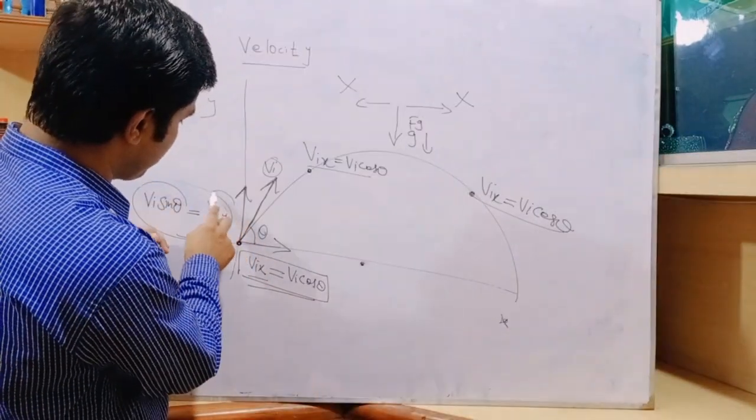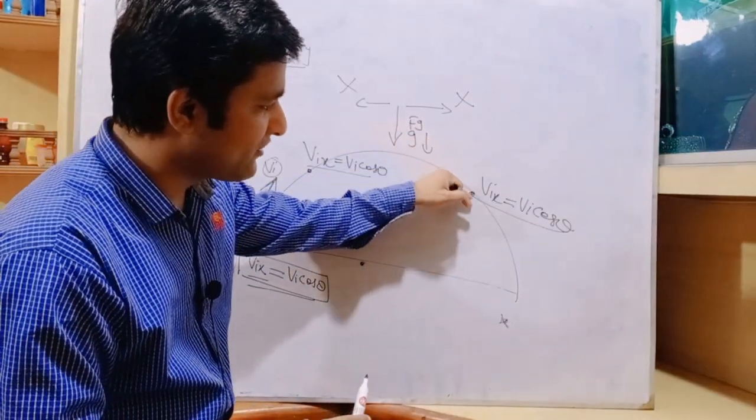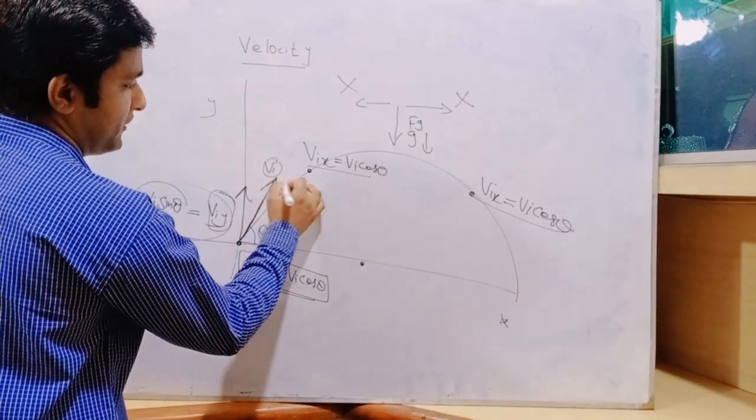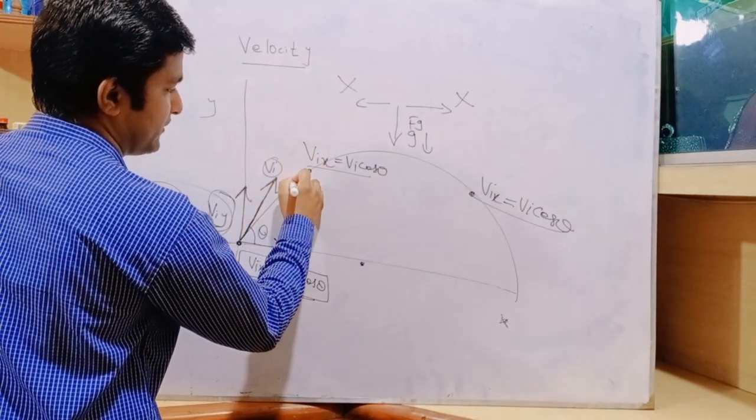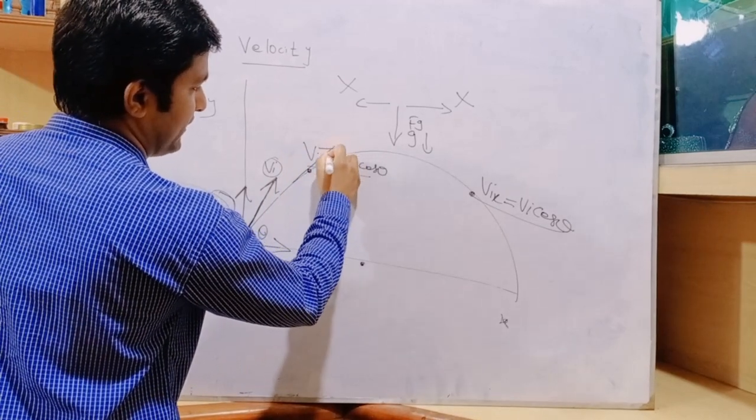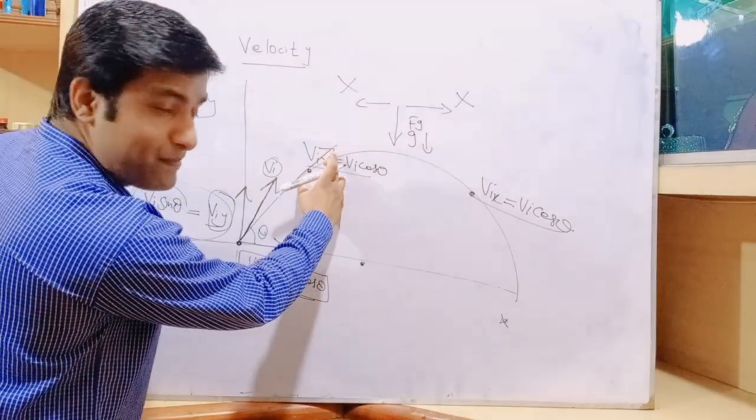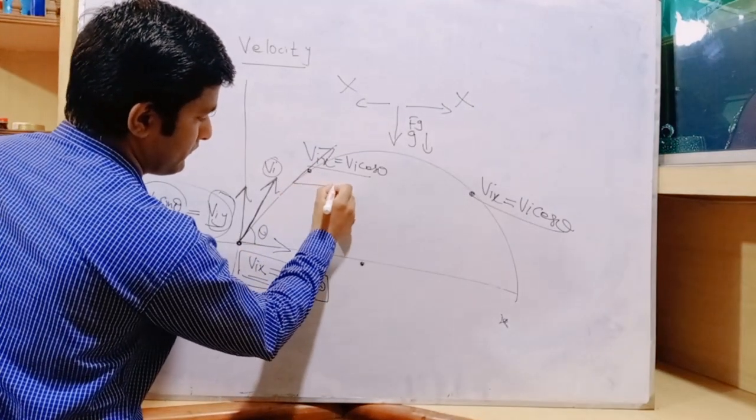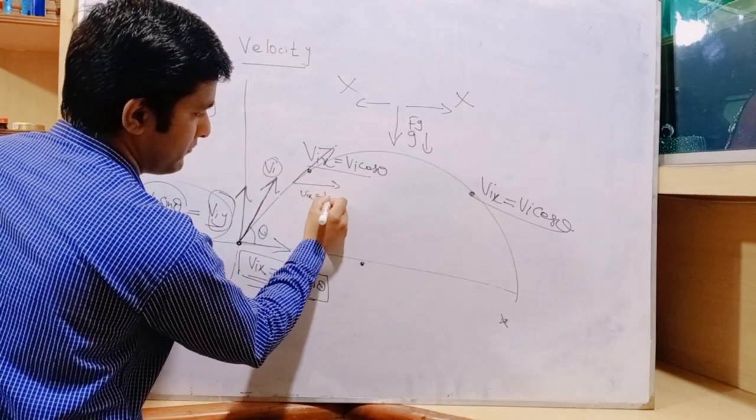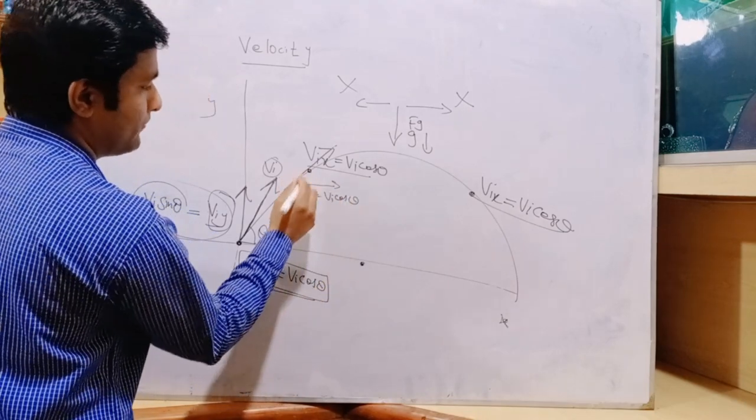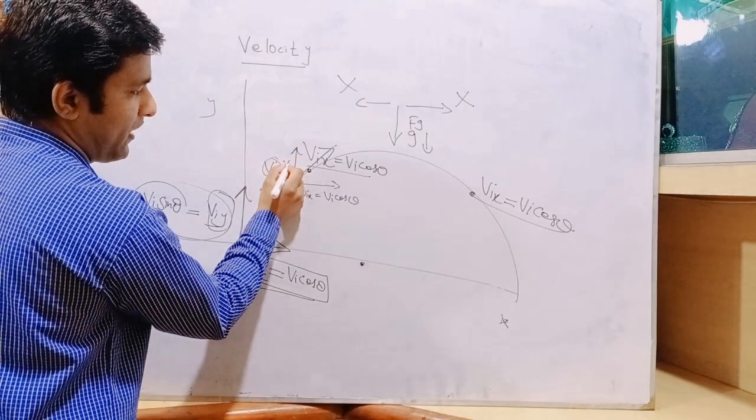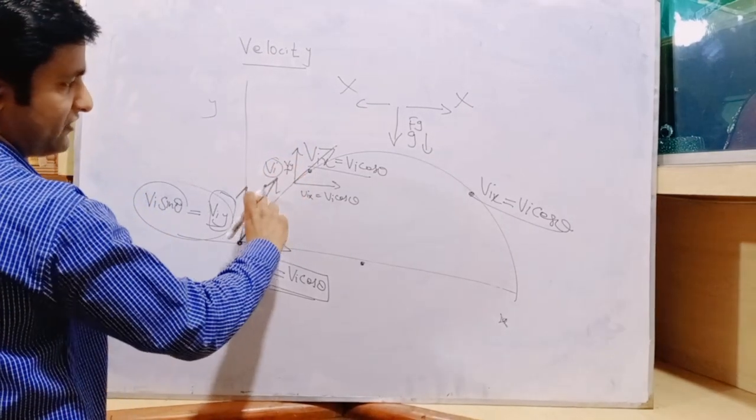The Y component of the velocity decreases up to this point and then increases again in the reverse direction. If we draw the vector here, it will be like this, but it will be smaller in magnitude. The X component will remain same. And the Y component will be decreasing in magnitude. So it will be VFY, a little decreasing in magnitude.